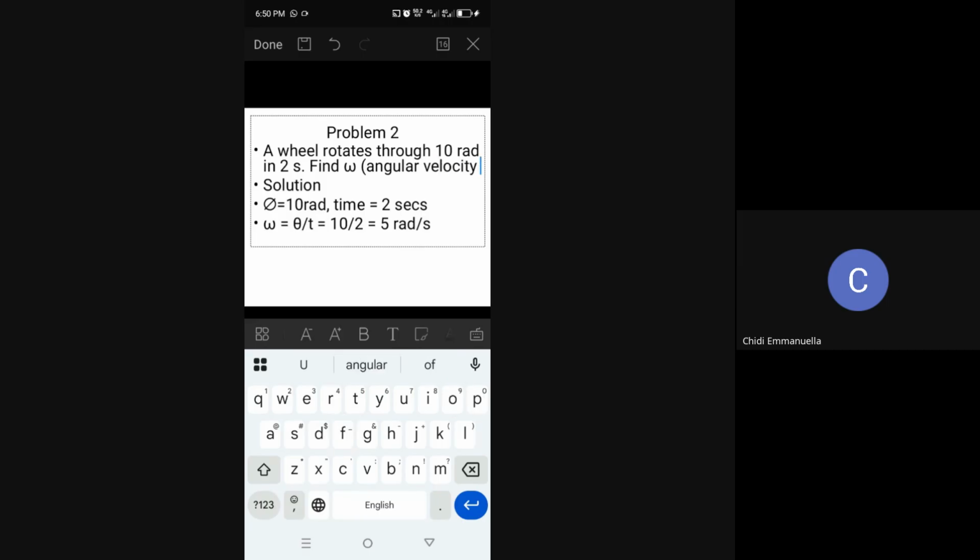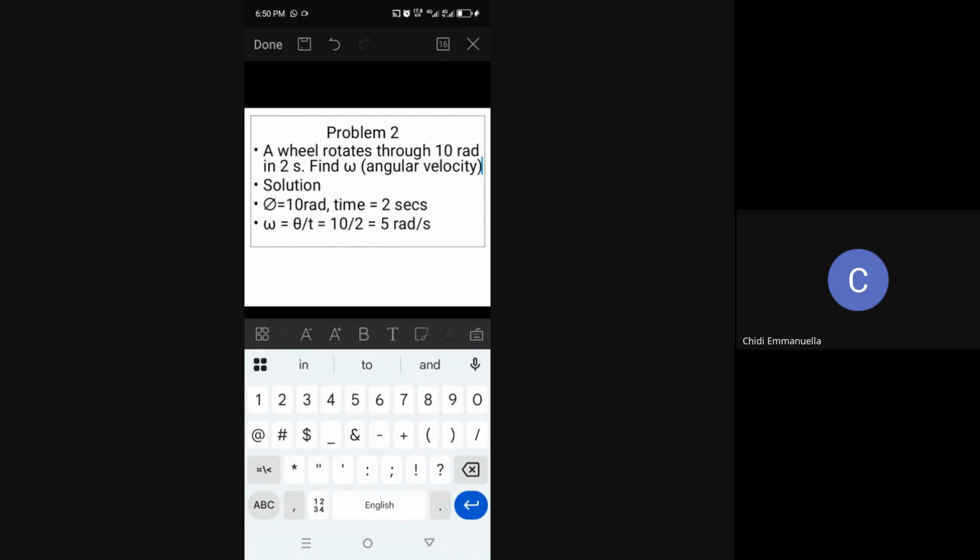Angular velocity. Don't forget that, please. The formula for angular velocity is theta over time. Theta is in radians, not in degrees. We normally refer to theta as an angle, right? In mathematics, theta is an angle, always in degrees.